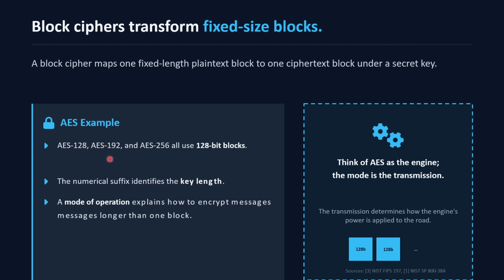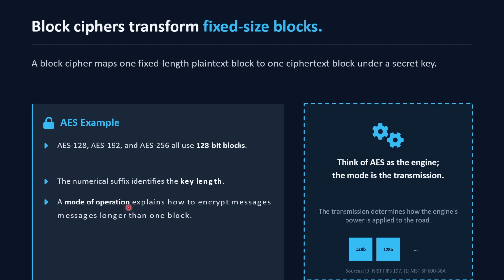AES is the Advanced Encryption Standard. AES-128, 192 and 256 all use 128-bit blocks. The numerical suffix identifies the key length, so it indicates the key length.